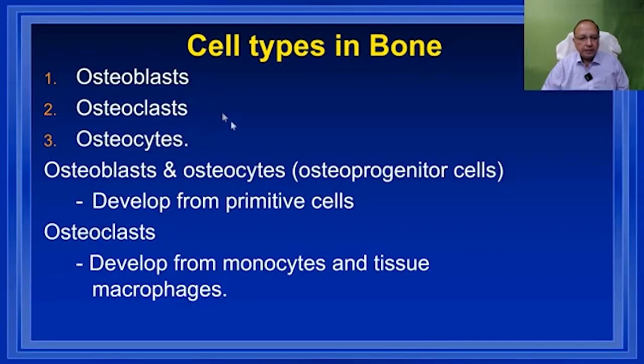So we have three types of cells within the bone, that is the osteoblasts, osteoclasts, and osteocytes. Osteoblasts and osteocytes are osteoprogenitor cells, and they develop from the primitive cells, whereas the osteoclasts develop from the monocytes and the tissue macrophages.